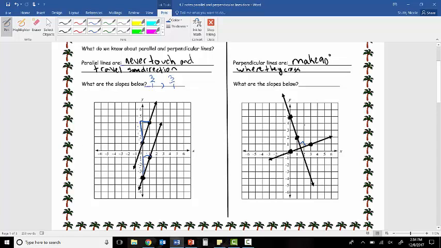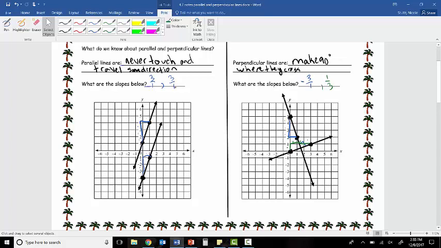And if I look at the slopes for the perpendicular line, we'll do this one first. Looks like we're going to go down 3 and over 1. And if I look at the other line, it looks like we're going to go up 1 and over 3. So you're supposed to notice something about these slopes. Let's look at the parallel ones first. Obviously, they're the same slope, and that's kind of the gist of what we're doing.